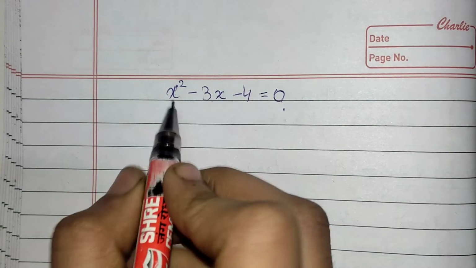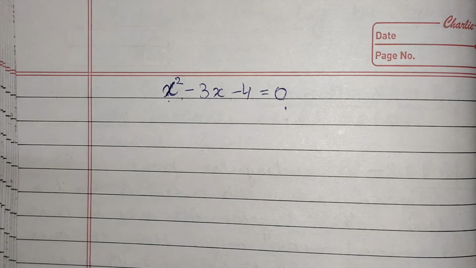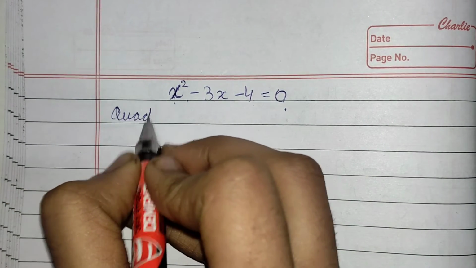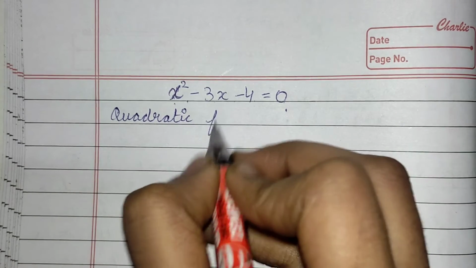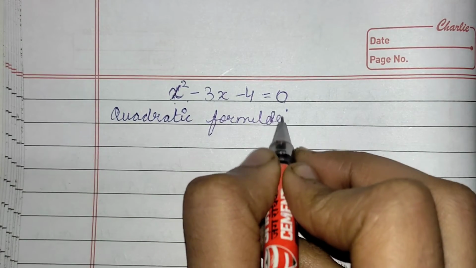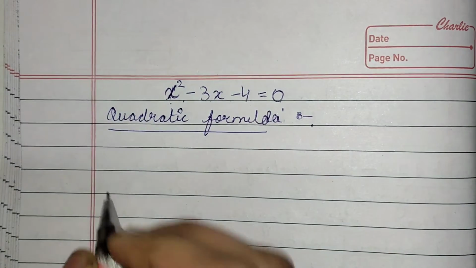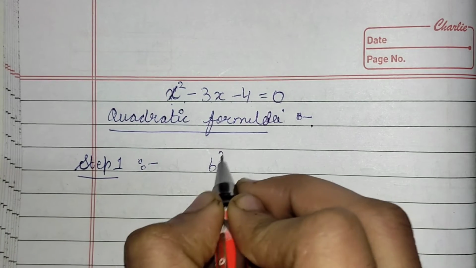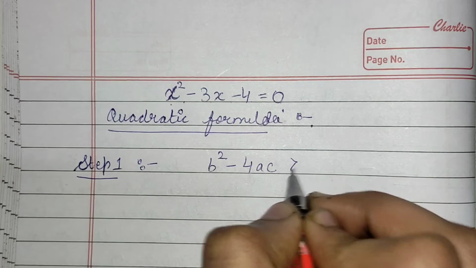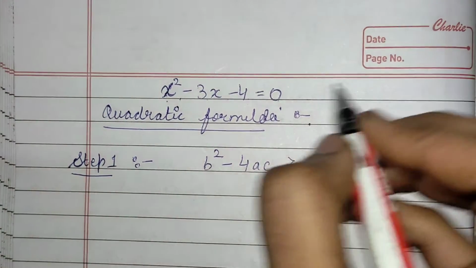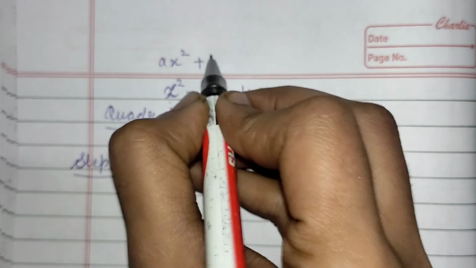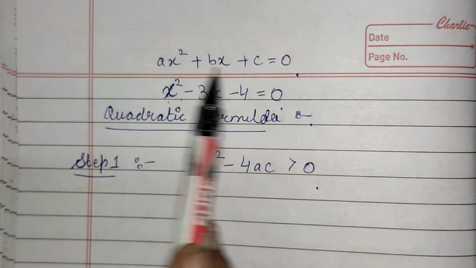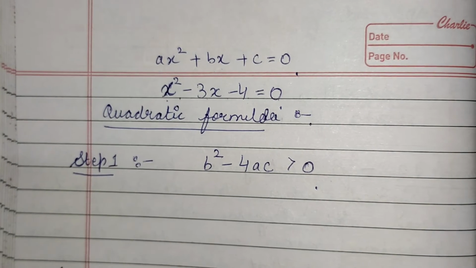Okay. You can find the roots of the quadratic equation by using any method, but as we are doing the quadratic formula now, let us solve this equation by using the quadratic formula. Okay, and what is step number 1 for the quadratic formula? Step number 1 is that you have to check whether b square minus 4ac is greater than or equal to 0 or not, and compare your equation with the standard form of the quadratic equation, which is ax square plus bx plus c is equal to 0.